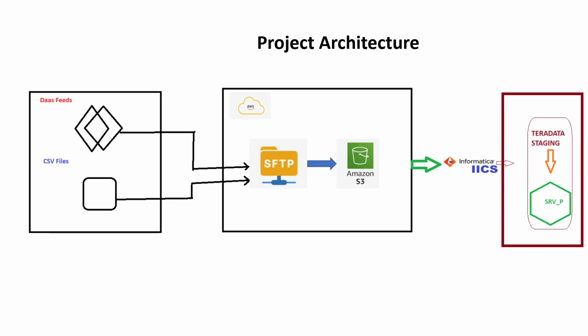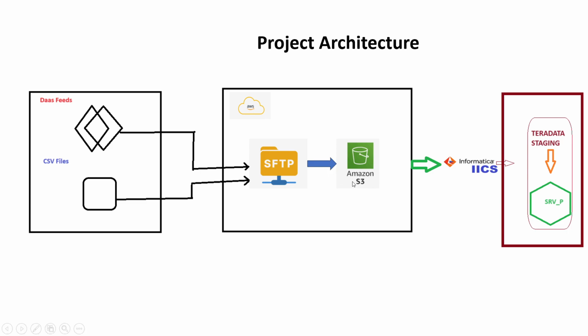We receive the files in the inbox, and once the developer runs the jobs through IICS, the files move into the archive folder. If there are any issues, they drop into the error folder. We will discuss more in the next slide.